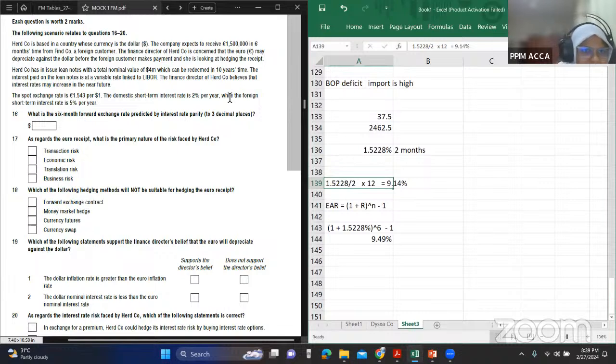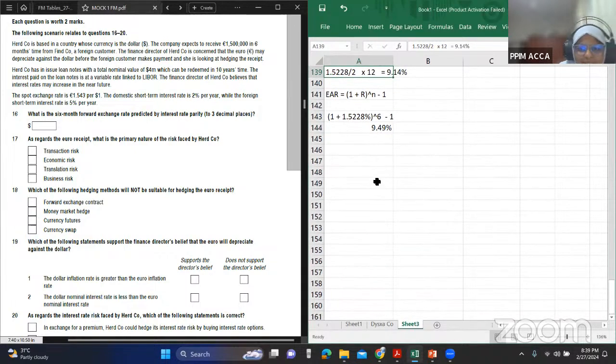The spot exchange rate is 1.543, the domestic short-term interest rate is 2%, while the foreign short-term interest rate is 5% per year. What is the 6-month forward exchange rate predicted by the interest rate parity theory to 2 decimal places? So we did this a little earlier.